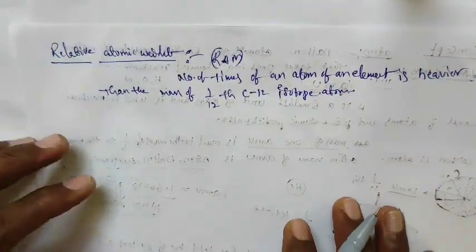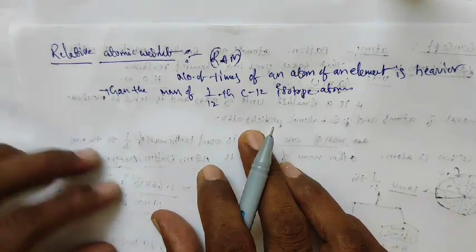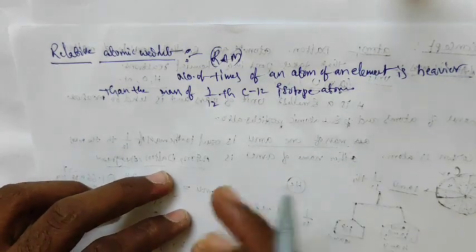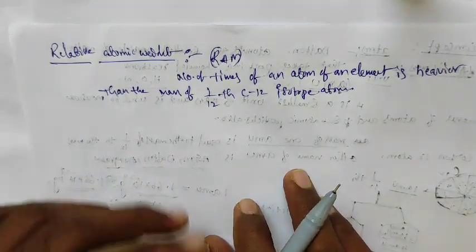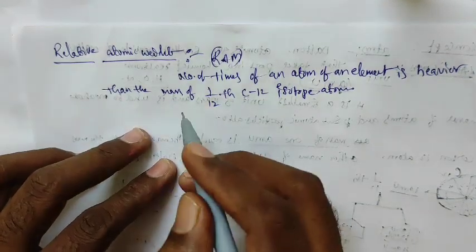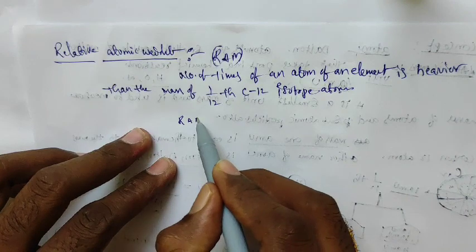Like a watermelon of 12 parts, a carbon atom is 12 parts. In that, one helium atom we want to measure means we compare it. How many times heavier? By 1/12th, 4 times heavier. For relative atomic mass, one formula is also there, RAM.